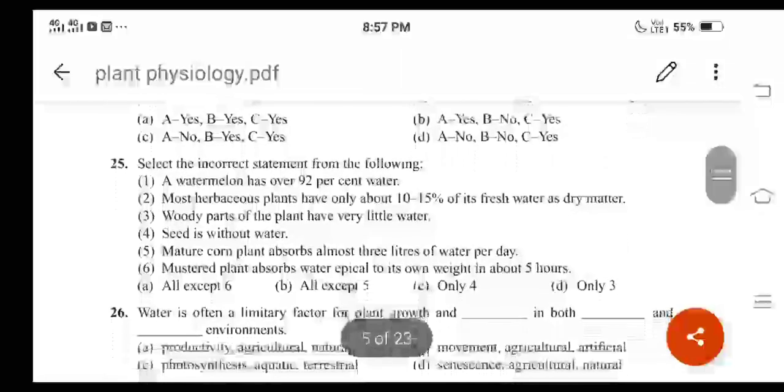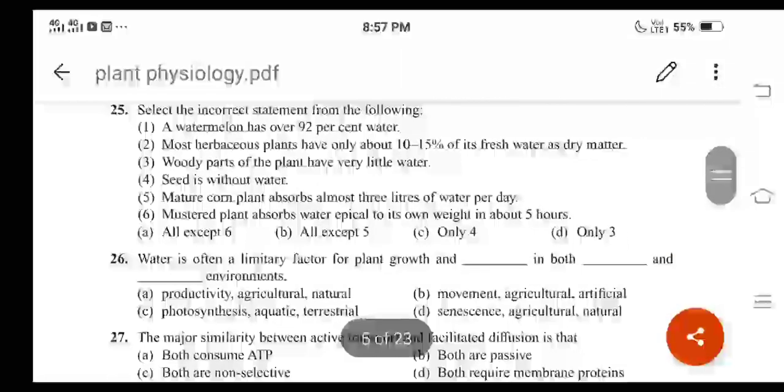And question number 25. What is the question here? Select the incorrect statement from the following. Okay, and how many statements are there? 6 statements are there. Okay, let us observe all the statements.